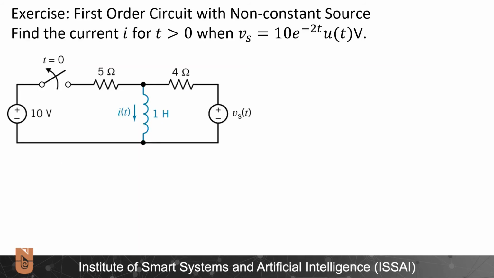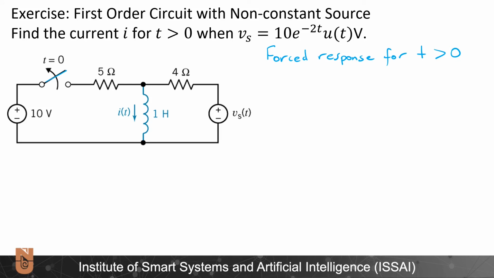So we have a first order circuit with a non-constant source. Vs is equal to 10 times e to the minus 2t u(t) volts. And we need to find the current for this inductor. So we can start by finding the forced response for t greater than 0. This switch is open at t greater than 0.